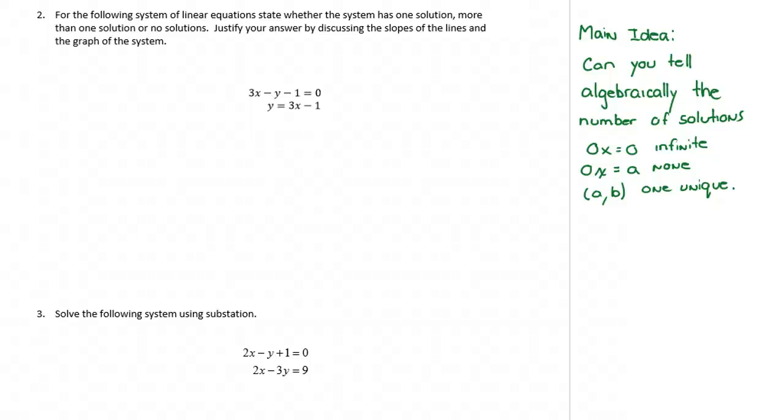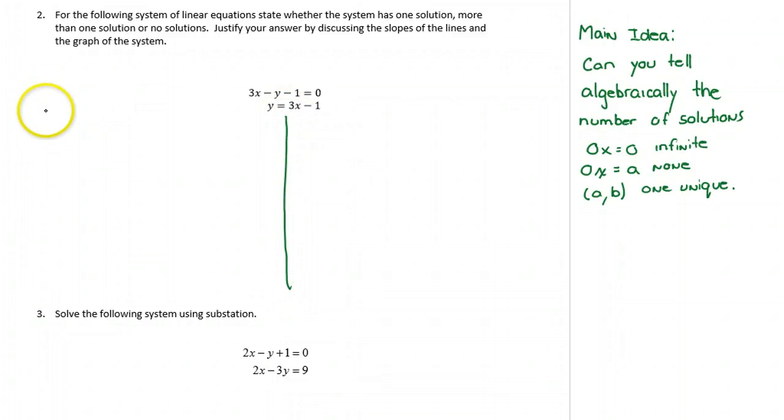Hello. In this video, we're going to work through this second question here, and that's for the following system of linear equations, state whether the system has one solution, more than one solution, or no solutions. Justify your answer by discussing the slopes of the lines in the graph of the system. So we'll look at this question two ways.